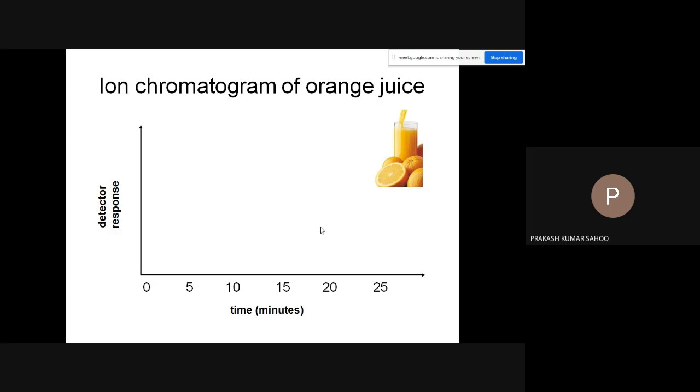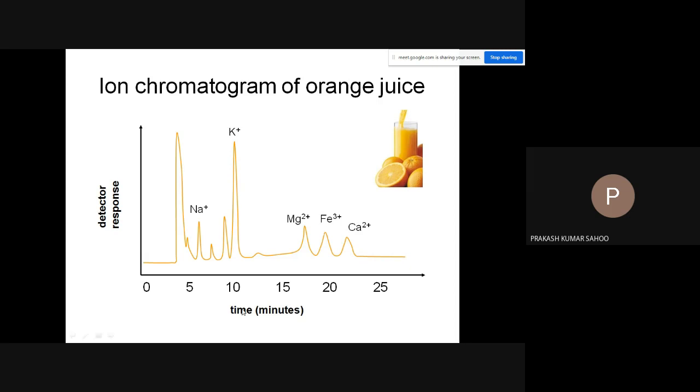In ion exchange chromatography, this is just a chromatogram of your orange juice, where metallic ions are present, like potassium and sodium. These ions will be separated on the basis of their ionic character, that is, the cation present. Just see, after 5 to 6 minutes, we will separate the sodium ion, then followed by K plus, magnesium, iron, and calcium. So this will be your ion exchange chromatography or ion chromatography.